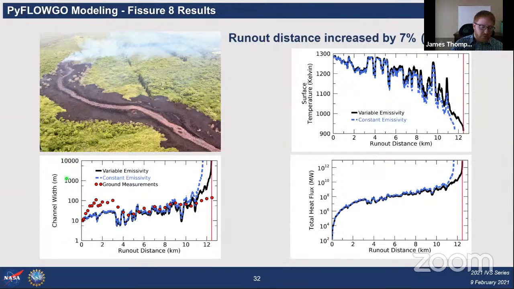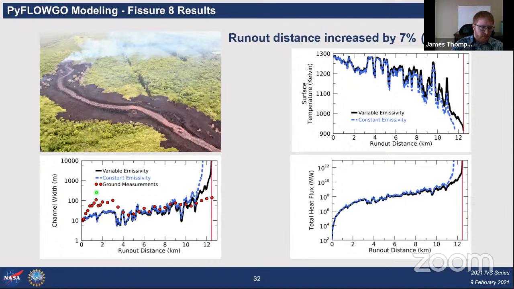And so here are some more results with channel width. This was the main parameter I used for validating this model. As you can see, there's a strong agreement between the ground-based and the model results, especially in the last 20% of the flow. And again, the model causes the run-out distance to increase by about 830 meters, which is a significant amount when determining hazard zones and trying to understand how far these flows may propagate.